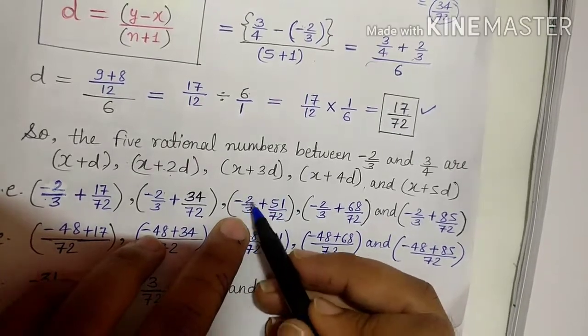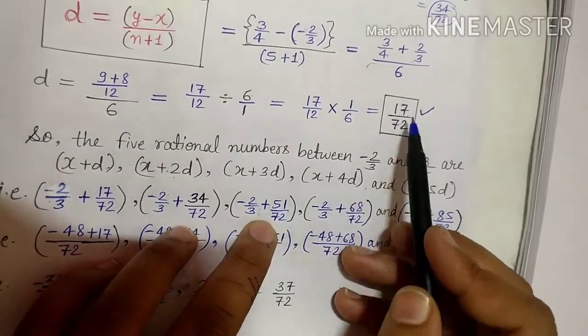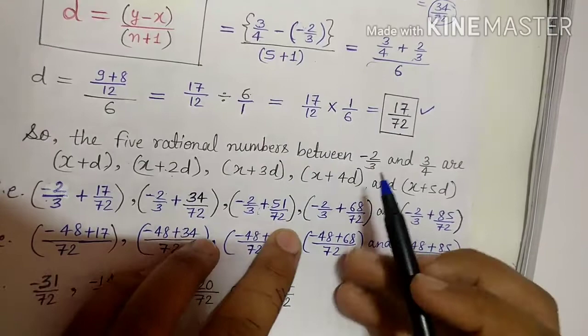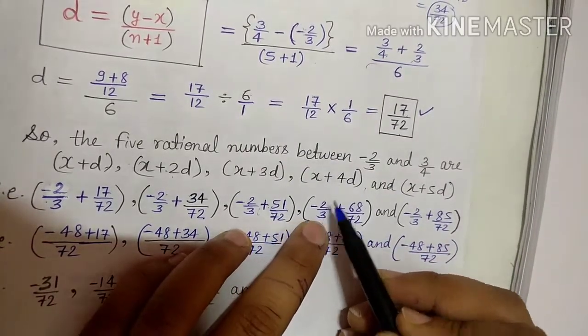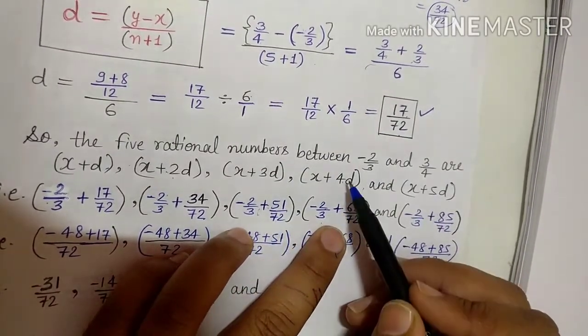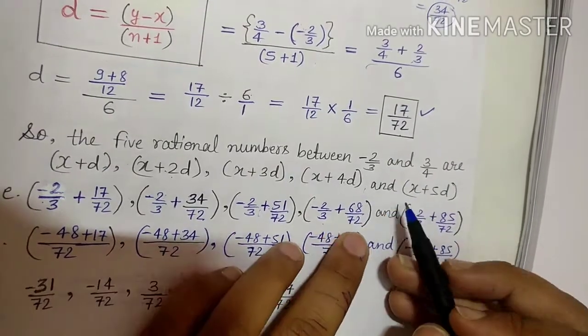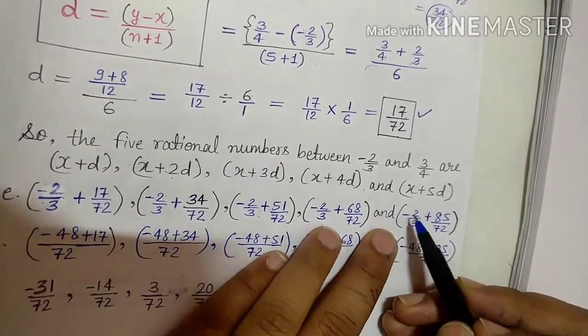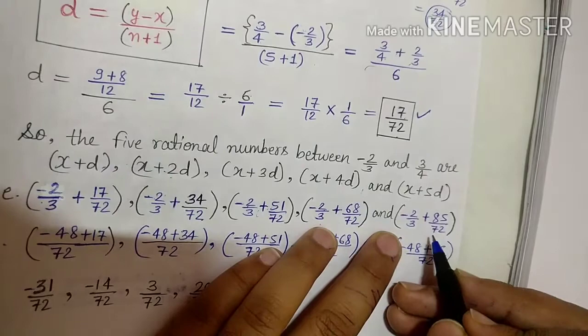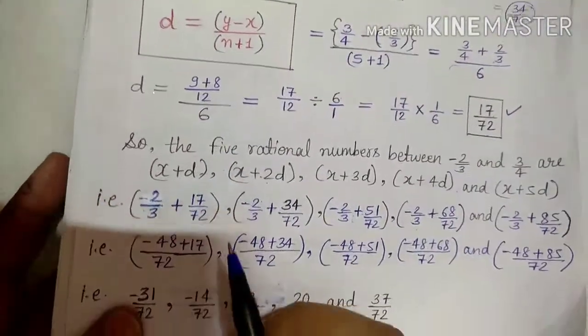So x is what? Again minus 2 upon 3 plus 17 3s are 51 upon 72. Then x again minus 2 upon 3, 17 4s are 68 upon 72. Then what? x plus 5d. So x minus 2 upon 3 and 17 5s are 85 upon 72. Then we have to solve them.